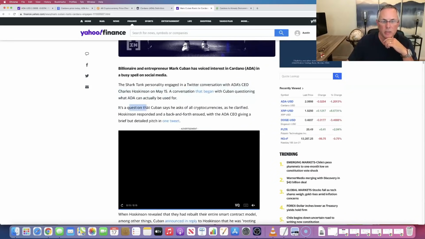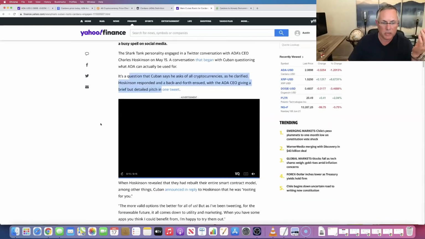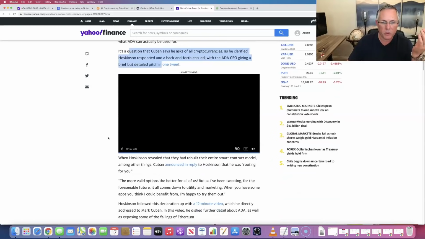It's a question that Cuban says he asks of all cryptocurrencies, as he clarified. Hoskinson responded and a back and forth ensued, with the ADA CEO giving a brief but detailed pitch in one tweet. When Hoskinson revealed that they had rebuilt their entire smart contract model, among other things, Cuban announced in reply to Hoskinson that he was, quote, rooting for you.